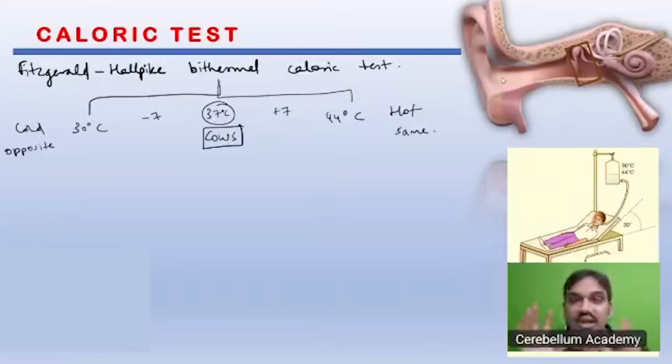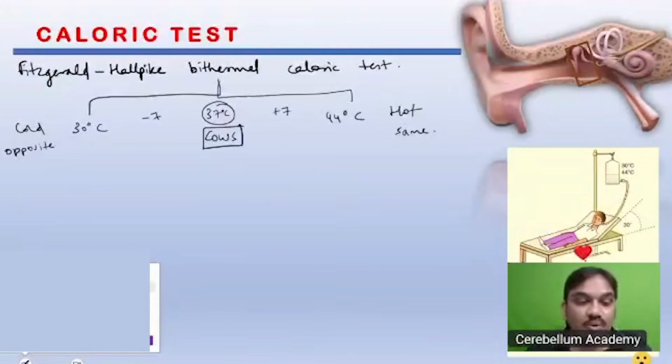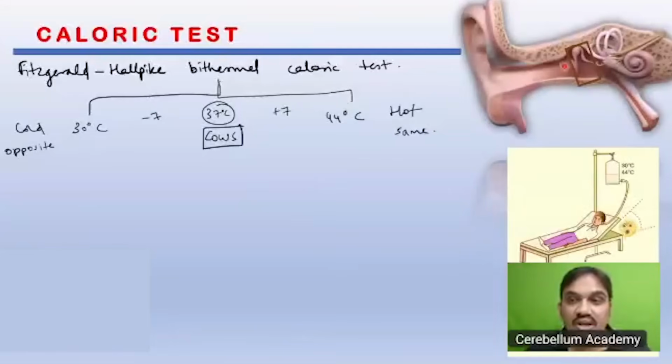Without moving the head, if I want to move the endolymph, how can I move it? By pouring cold or hot water. So this temperature changes. When I pour the cold or hot water here, the temperature changes will change the density of the fluid and the fluid starts moving.